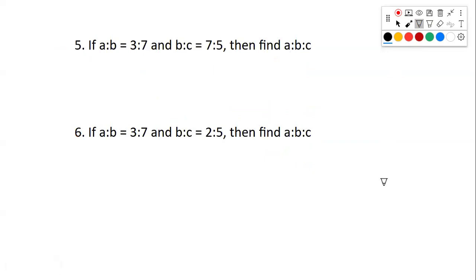Now look at this. If A is to B is 3 is to 7, B is to C is 7 is to 5, then find A is to B is to C. Again, some students are fully aware how to do it, but some of you may need some help. So what is A is to B is to C, when A is to B is given, B is to C. Simran started answering it, 3 is to 7 is to 5. Aisha confirms it, 3 is to 7 is to 5.